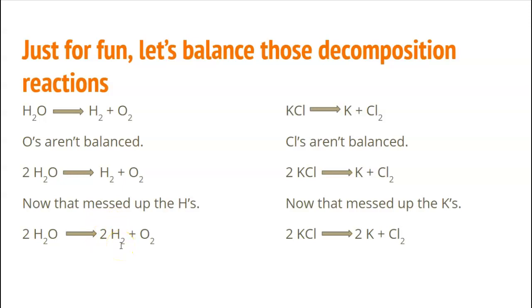Okay, so that one's now balanced. And then for here, notice our chlorines are funky. So in order to fix it, we would have to put a 2 over here. But now that gives us 2 of everything behind it. So not only 2 chlorines, but 2 potassium. So I'd have to put a 2 right here to balance it.